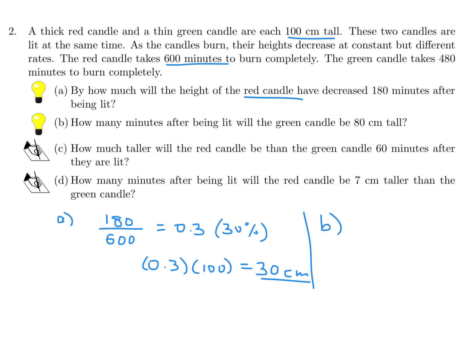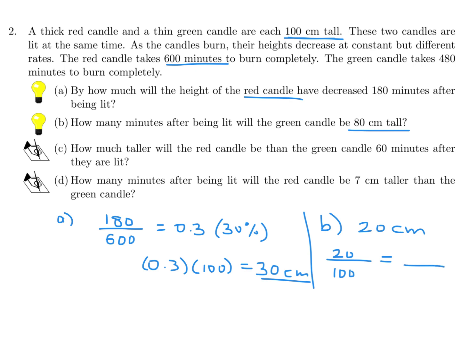Okay, part B. How many minutes after being lit will the green candle be 80 centimeters tall? Okay, so 80 centimeters tall means that 20 centimeters has been burned, right? Because it's 100 at the beginning, and it's going to be 80, so 20 has burned. So 20 over the total, which is 20%, is going to be the same ratio for the time.